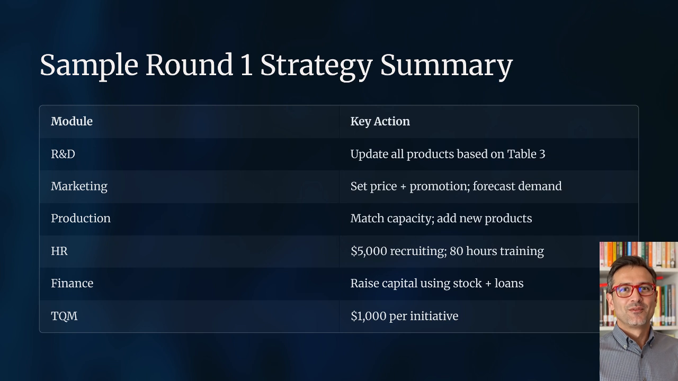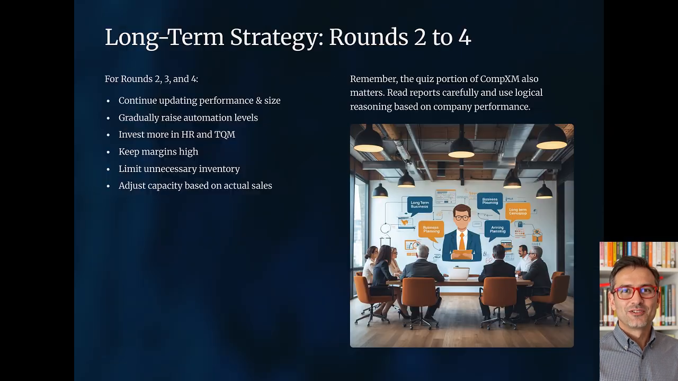Long-term strategy, rounds 2 to 4. For rounds 2, 3, and 4, continue updating performance and size. Gradually raise automation levels. Invest more in HR and TQM. Keep margins high. Limit unnecessary inventory. Adjust capacity based on actual sales. Remember, the quiz portion of CompXM also matters. Read reports carefully and use logical reasoning based on company performance.